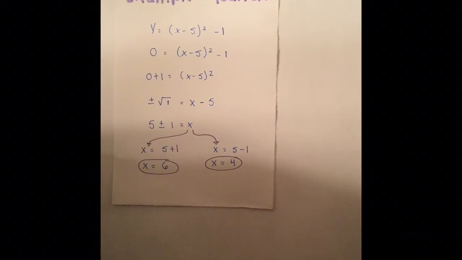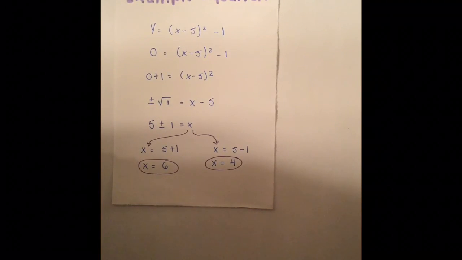and the equation becomes 0 equals (x minus 5) squared minus 1. Now to solve this equation, first you move the 1 over to the other side of the equal sign, so now it becomes a positive. So now you have 0 plus 1 equals (x minus 5) squared. Now in order to take x minus 5 out of the brackets, you have to take the square root, making the equation plus or minus the square root of 1 equals x minus 5. So now you can move the 5 to the other side of the equal sign, making the equation 5 plus or minus 1 equals x.